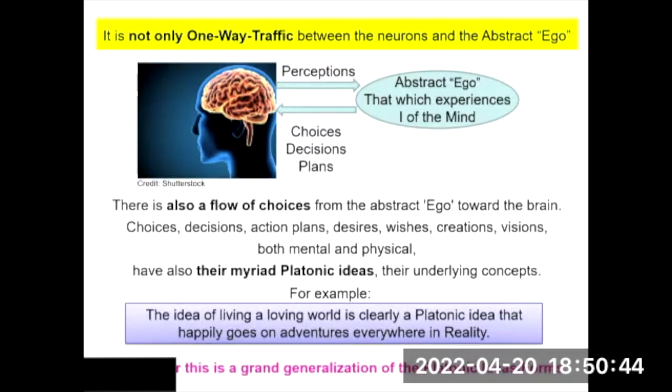Okay, this is not the whole story. It is not one-way traffic between the neurons and the abstract ego. Also from the abstract ego to the neurons, you have traffic, namely the choices that consciousness within an organism makes. So altogether, this is a grand generalization of the Platonic ideas.